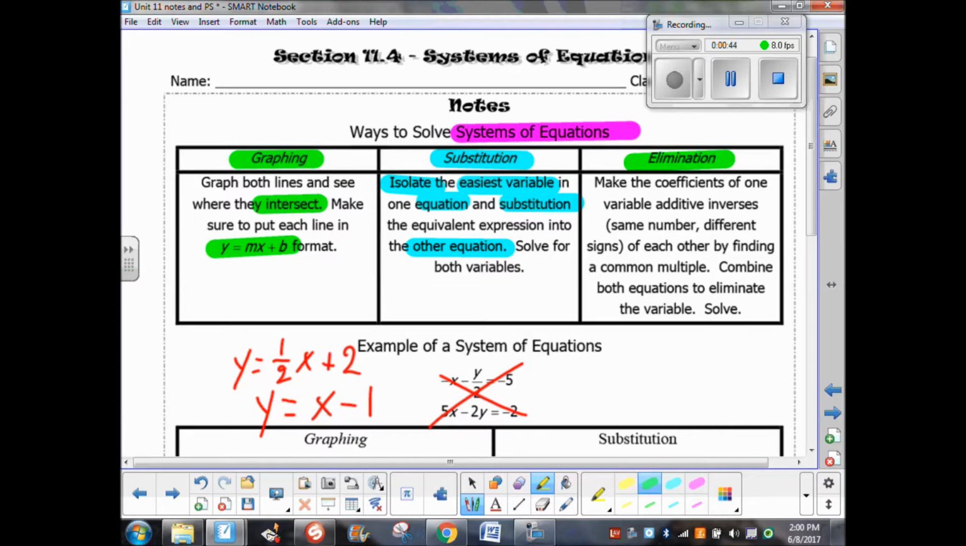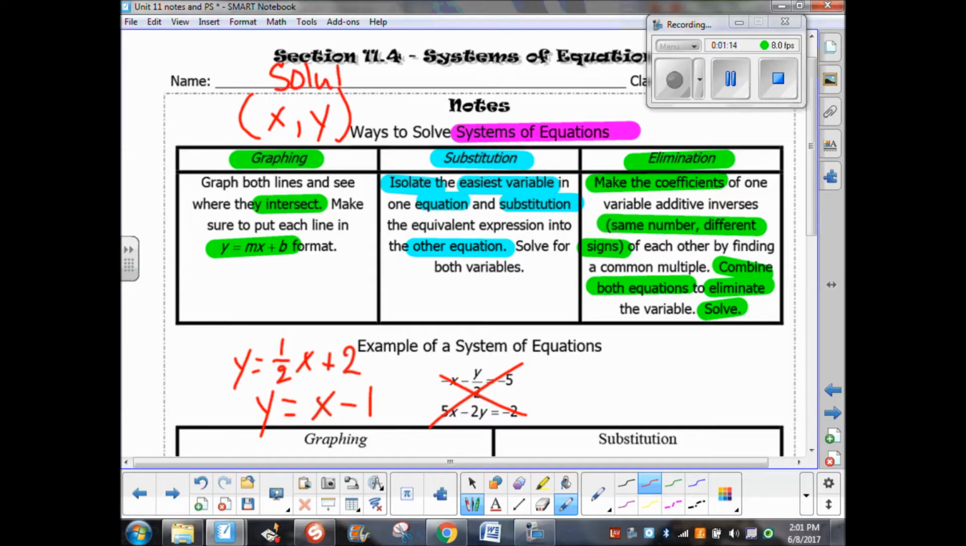Elimination. Next one, or the last one. We have to make the coefficients of one variable the additive inverse. Wow, that's a lot. Right? That means the same number, different signs. Then we combine both equations to eliminate, and we solve. The idea behind all of these systems, okay, is to find an x, y, and that's our solution.